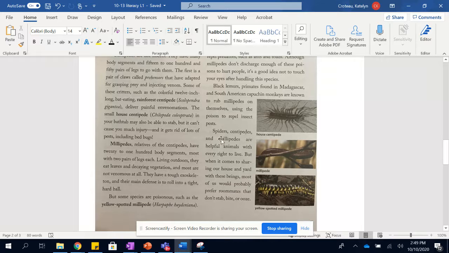Spiders, centipedes, and millipedes are helpful animals with every right to live. But when it comes to sharing our house and yard with these beings, most of us would probably prefer roommates that don't stab, bite, or ooze. Okay, and then here they are.